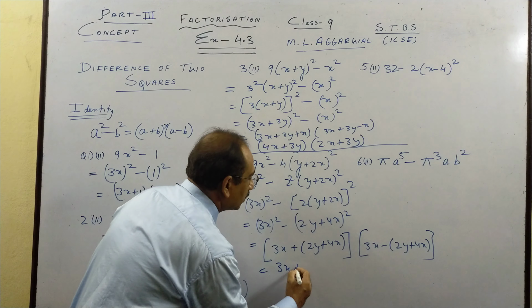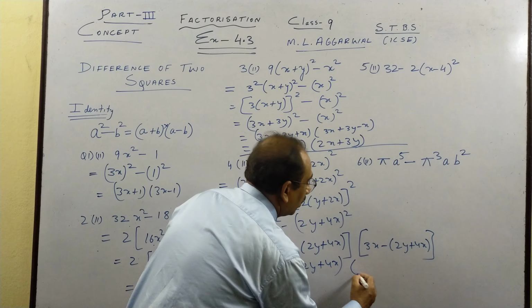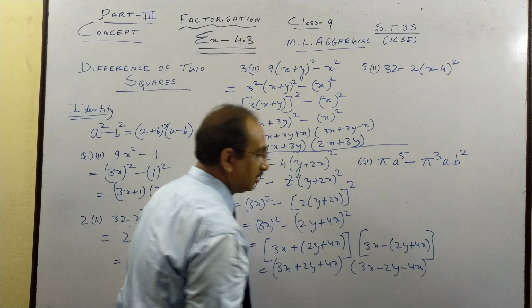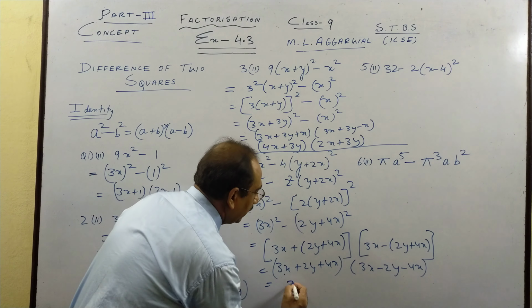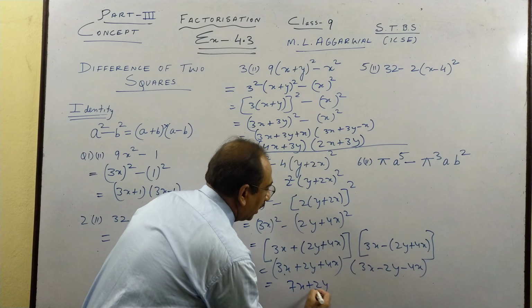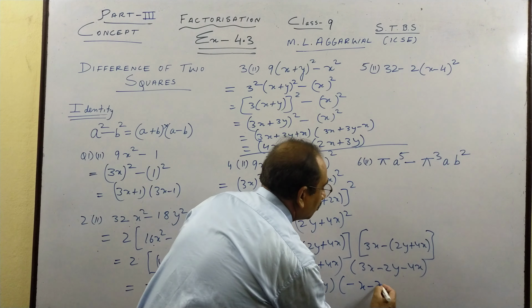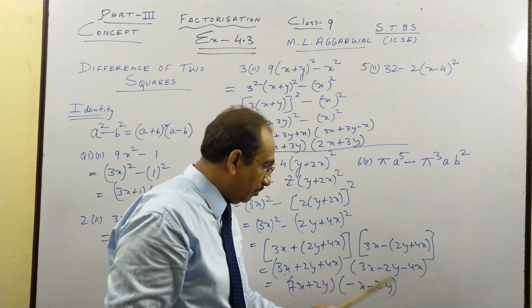So I get 3x plus 2y plus 4x, plus no problem here, 3x minus 2y minus 4x, children. Minus, and this also minus. x and x are like terms. I get 7x plus 2y, and here I get 3x minus 4x is minus x, and minus 2y.